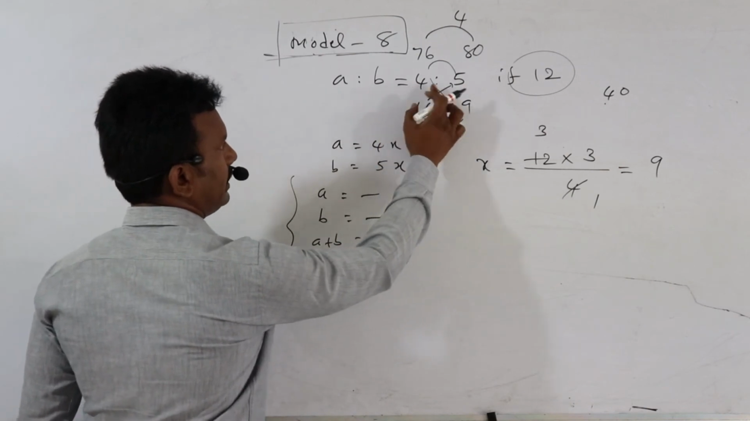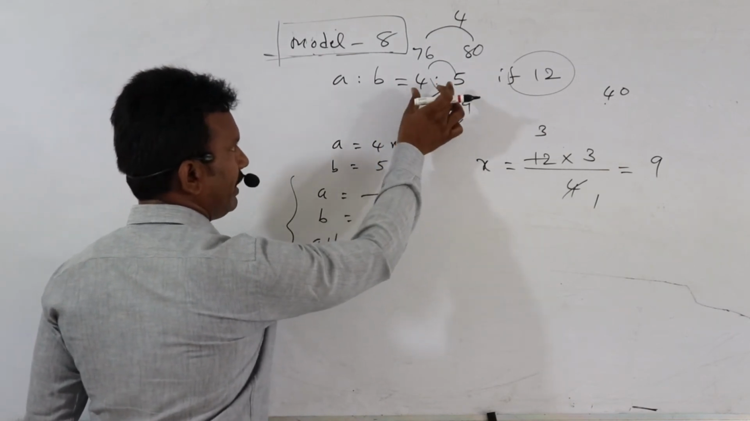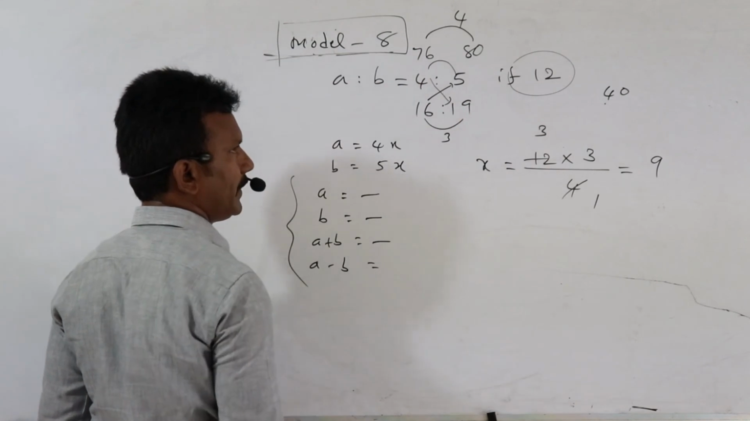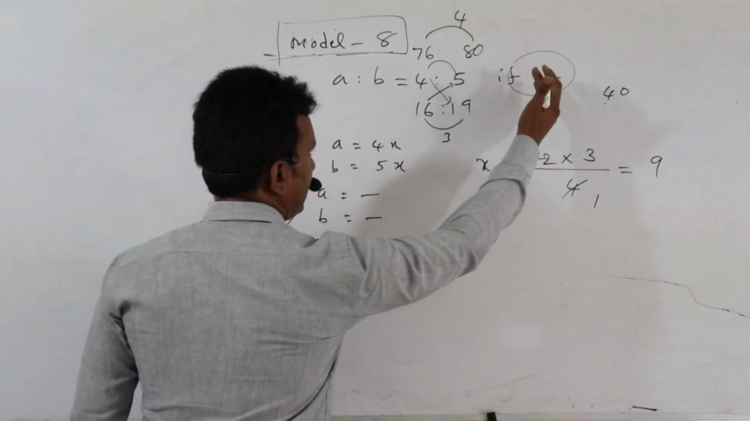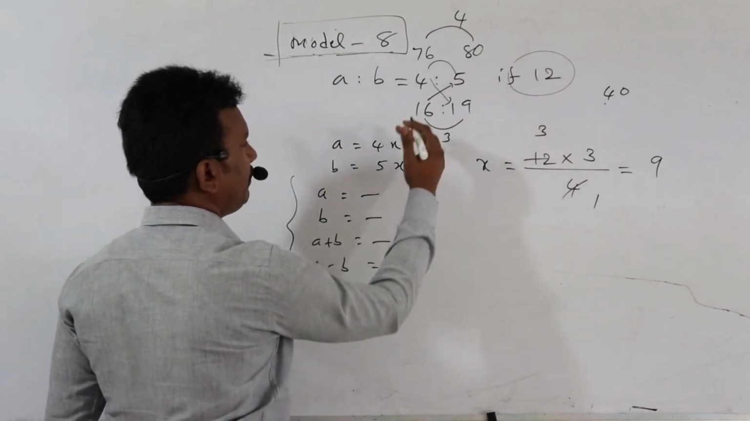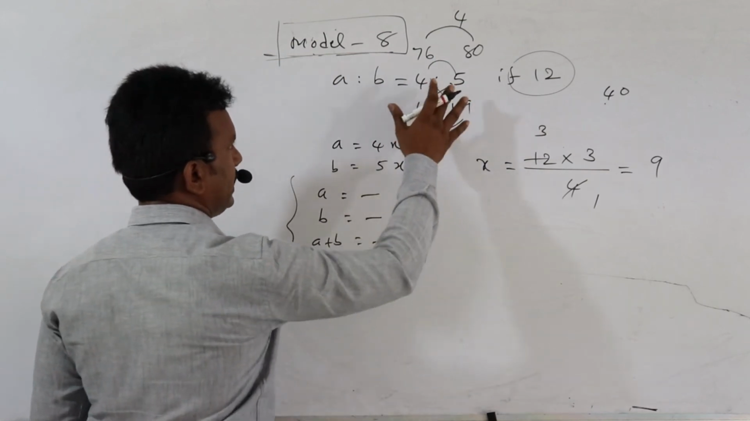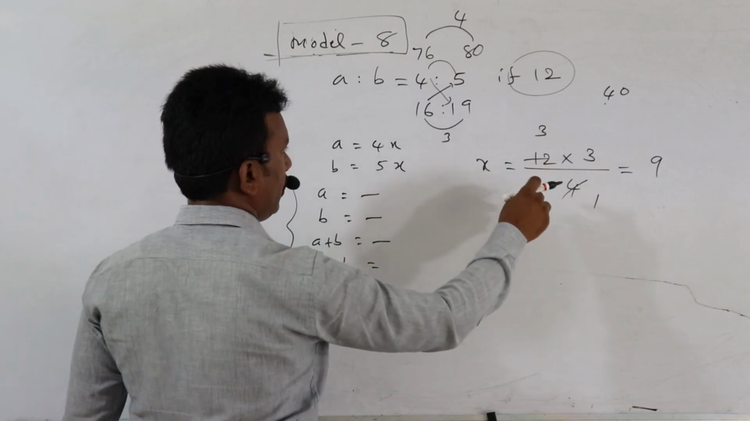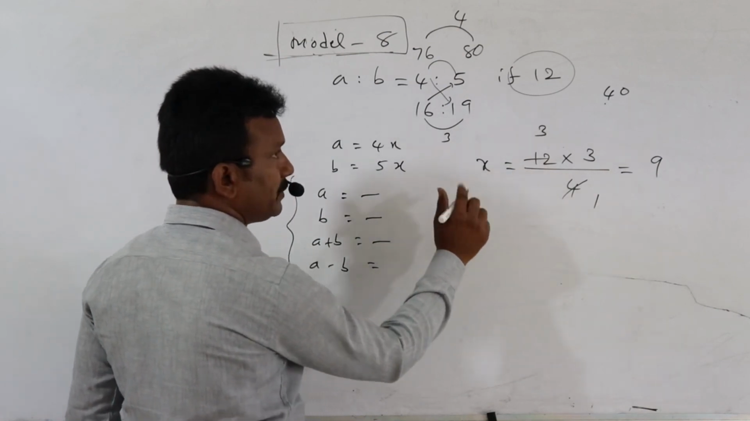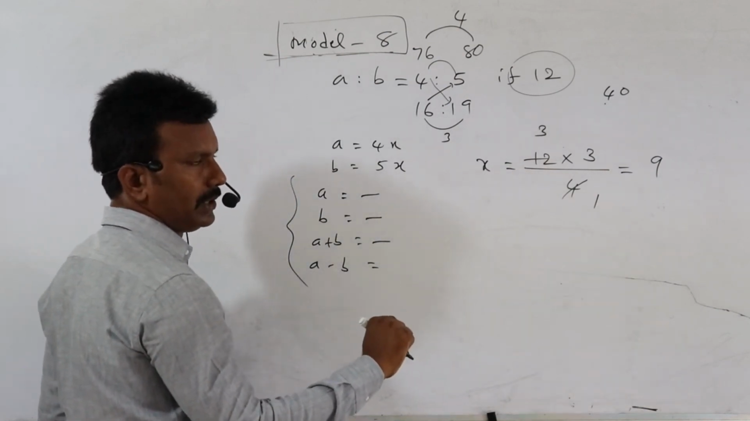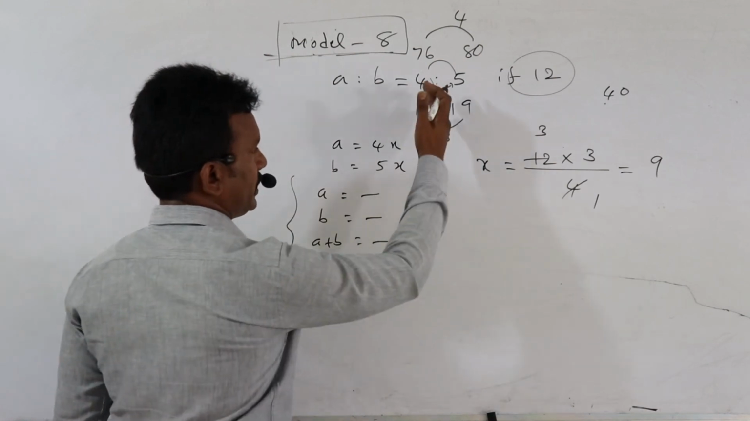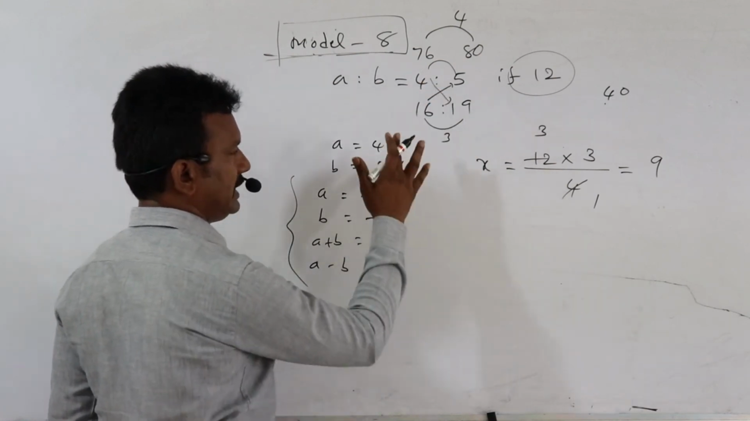First we write the first ratio. Our given first ratio is 4:5 and 12 is added to each one. The ratio will become 16:19. So in this problem, we are finding x. x means one part of the ratio. So we are following the procedure here.